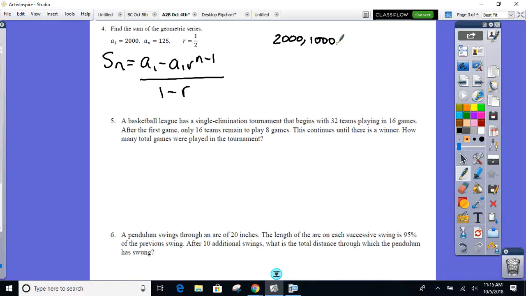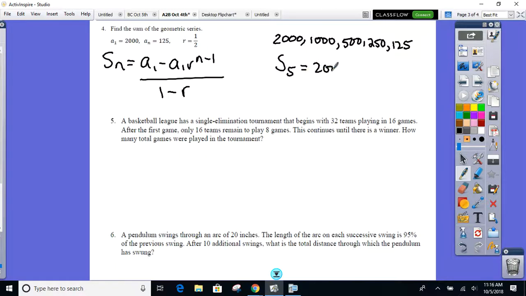So let's keep going here, guys. Ready? 1,000. Next term. 500. 250. When do I want to stop? When I hit what? 125. There's 125. How many terms are there? Now, I know you could easily just add those up right now, but I want to use the formula. How many terms are those? 5 terms. All right.